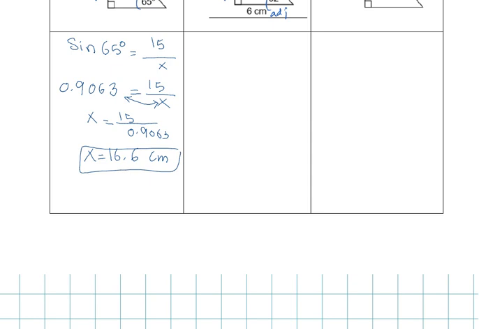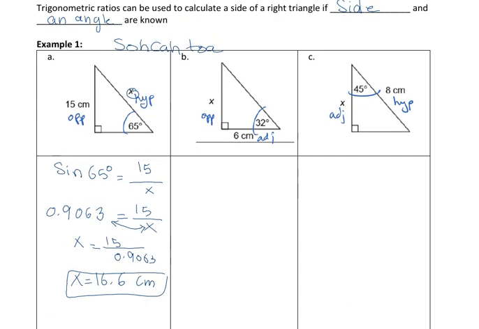Okay? So what I did here is, first of all, I labeled my triangle with the hypotenuse and the adjacent and whatever, right? I labeled my triangle. Then I decided what ratio do I need to use, sine, cosine, or tan, according to what I know and what's given to me and what I'm looking for. Then I solved.